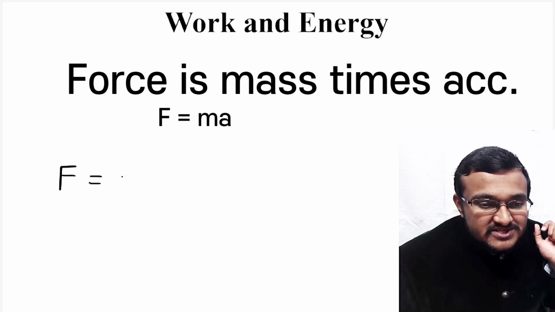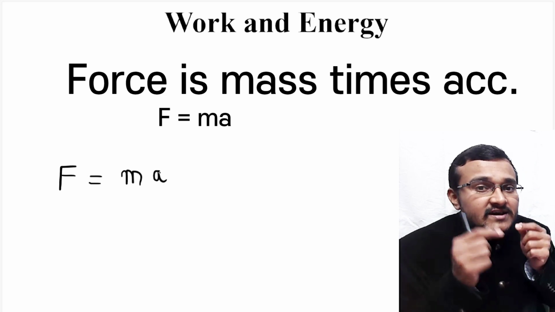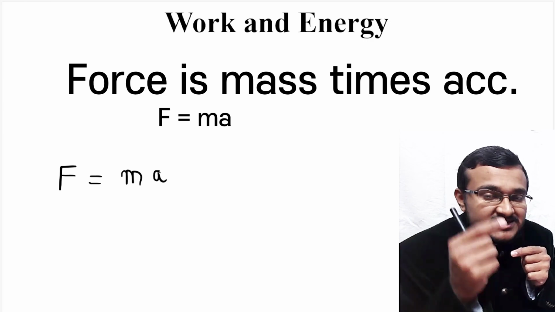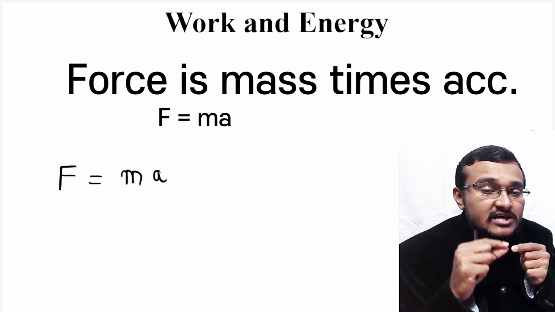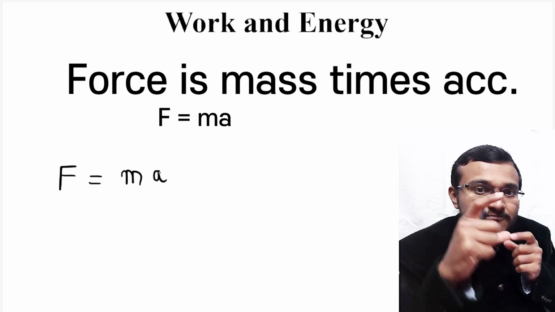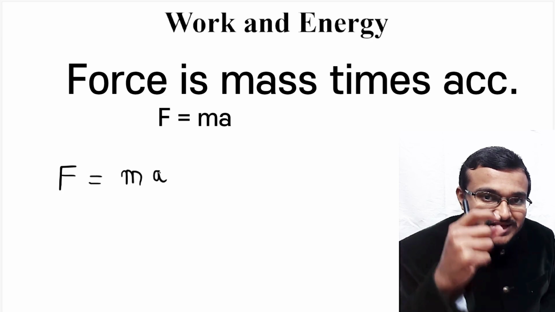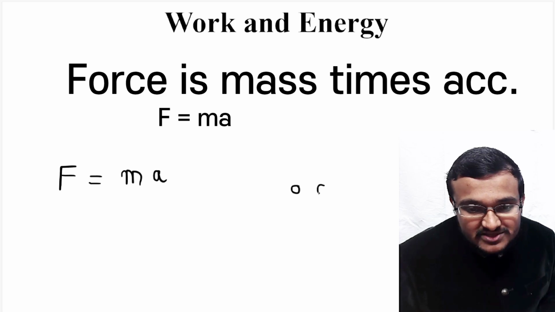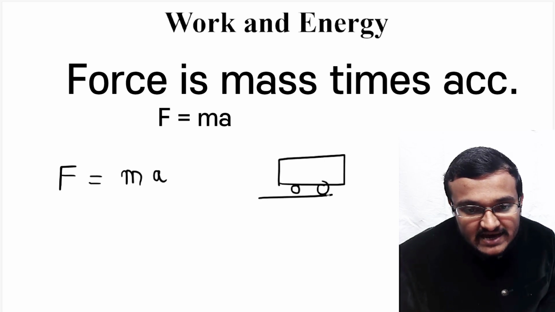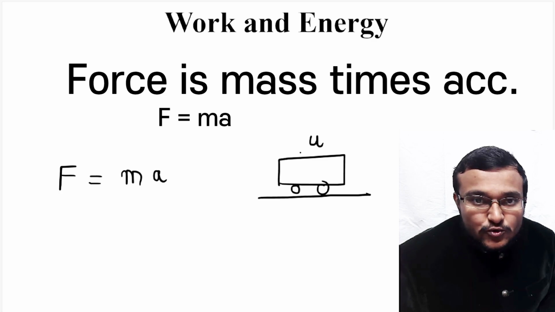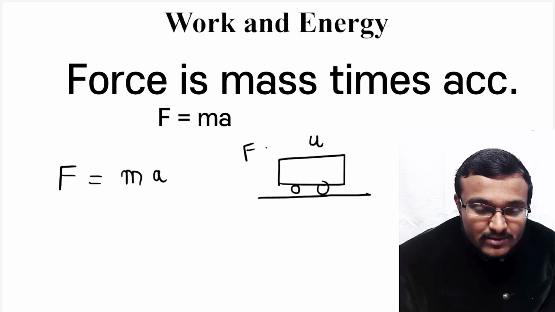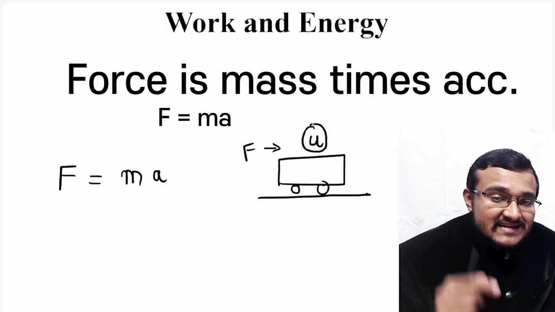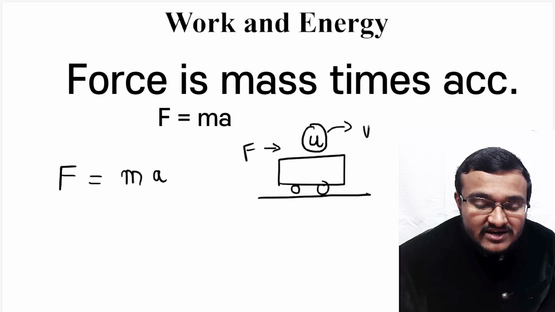So the equation for force is mass times acceleration, because here the car's speed has increased from its initial speed, that is u, to the final speed, that is v. That means acceleration has come into the picture. When acceleration comes into the picture, that much amount of force is also coming into the picture. So a certain amount of force is applied on the car. The car is moving with some speed u, and on this car a certain amount of force F is applied.